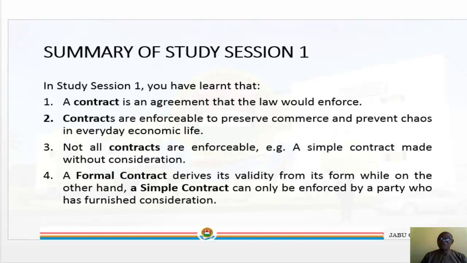3. Not all contracts are enforceable. For example, a simple contract made without consideration cannot be enforced. 4. A formal contract derives its validity from its form, while on the other hand, a simple contract can only be enforced by a party who has furnished consideration.